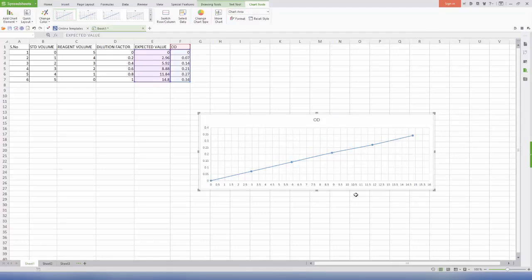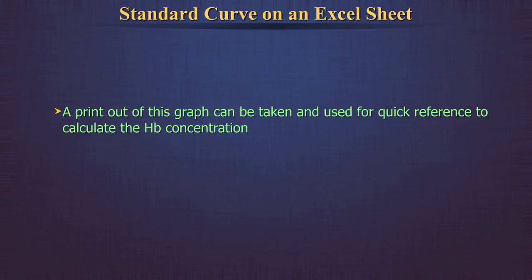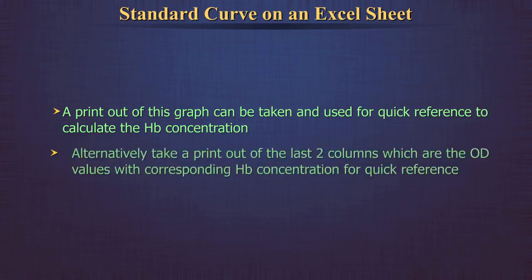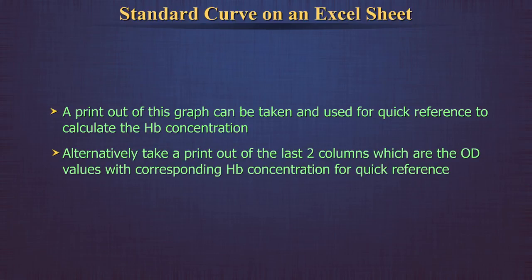You have a graph which shows HB reading in 0.1 gram per deciliter on the x-axis and OD in 2 decimal places on the y-axis. The graph will be linear up to the highest concentration, which is the value of the standard, in this case 14.8 gram per deciliter. A printout of this graph can be taken and used for quick reference to calculate the HB concentration. Alternatively, you can take a printout of the last 2 columns which are the OD values with corresponding HB concentration for quick reference.